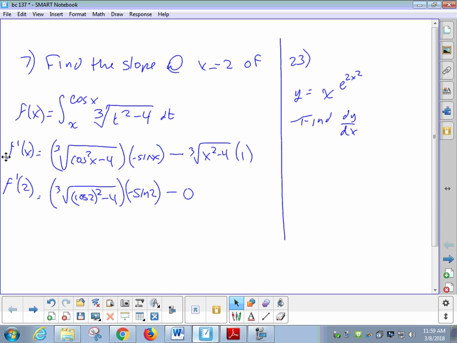What's the 2-word title to that second problem as far as type? Good try. Logarithmic differentiation. Logarithmic differentiation.